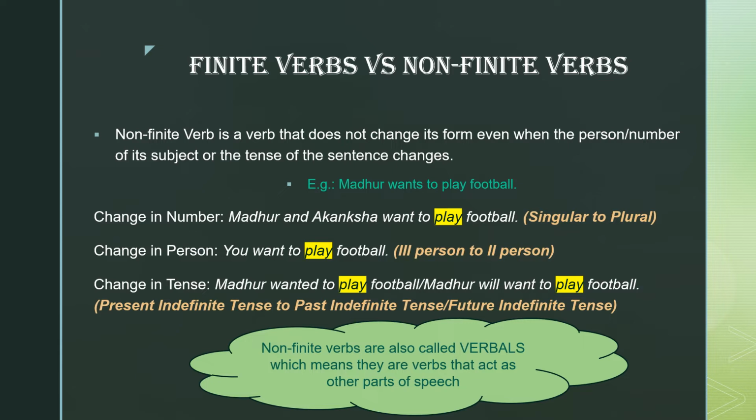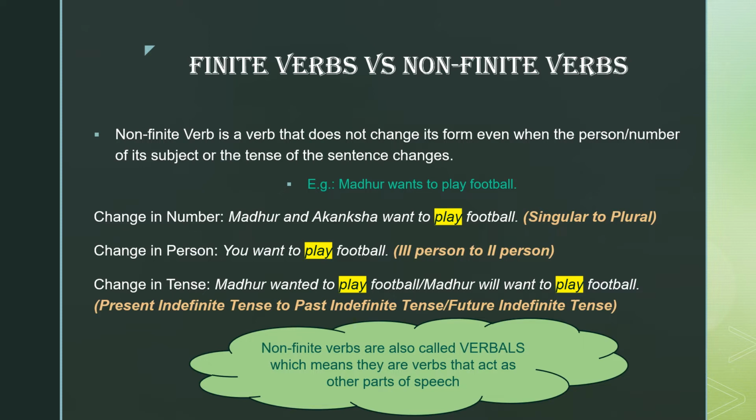to play football. Now here we will first identify how many verbs this particular sentence has. The first verb that you have is wants, the second is play. Of the two, that is wants and play, one is finite and the other is non-finite. We'll have to then find out which one is finite and which one is not.